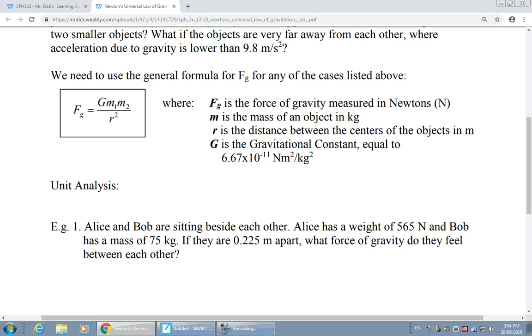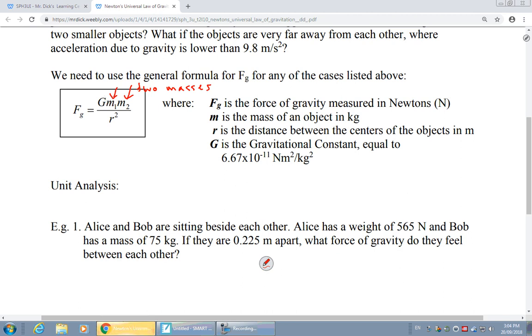But let's look at the more general law that Newton was able to come up with for gravity. Now, more generally, we can say that Fg, the force of gravity, is some special constant, capital G, and I'll talk about that one in a moment. But then we have m1 and m2, and those are just two masses of two different objects.